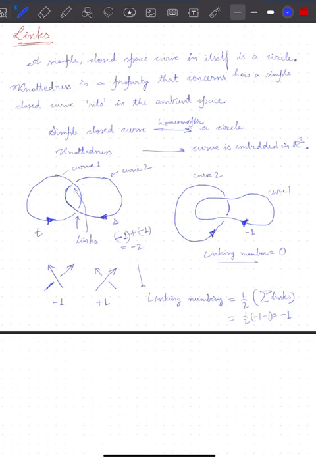The right to left is over the top. So here it will be minus one. And here, this is going towards this way. Let's specify the orientation here. And this one will be this way. So in this case, left to right is over the top of right to left, because of which the linking number is plus one.